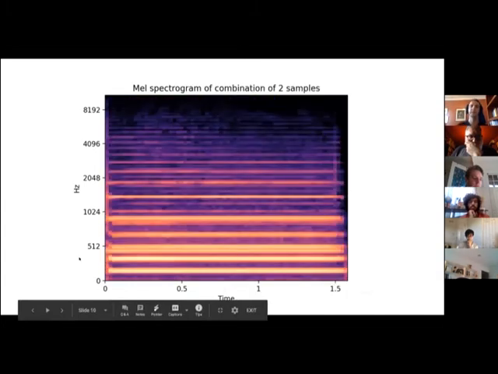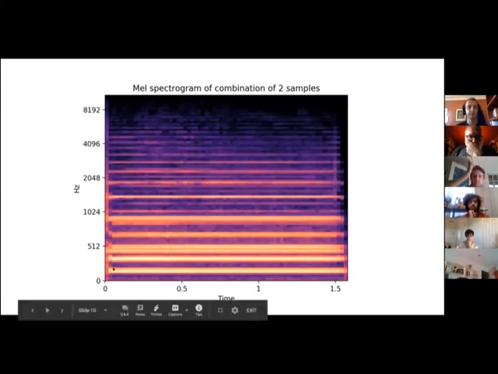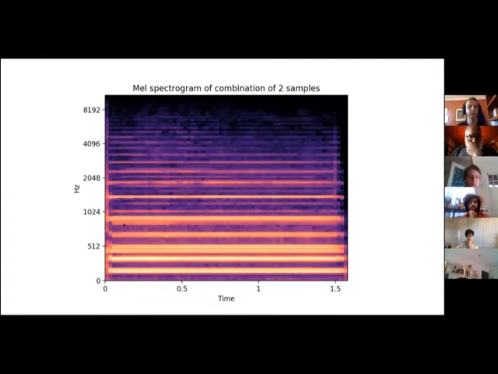Now, if we look at the Mel spectrogram of a combination of two samples, we're getting a little more complex picture. So we're going to have our two fundamentals down here, but then the upper partials are starting to maybe overlap in some places, starting to get a bit more complicated.